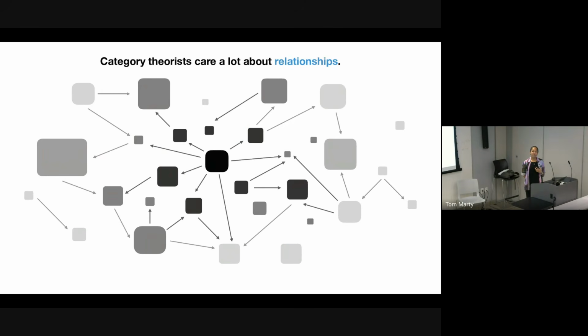One flavor that you find the more and more you hang around category theorists is that they care a lot about relationships. One way that you can study a mathematical object is by taking a magnifying glass and looking at it from a very detailed close-up perspective, studying its internal anatomy. Another way is by zooming out and seeing how it relates to all other objects in its ambient environment. Category theory does the latter.